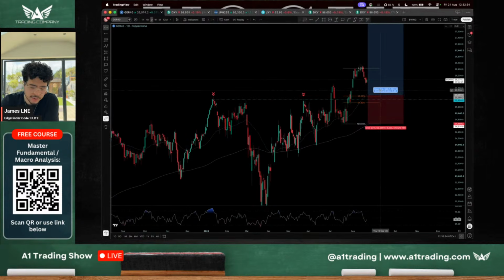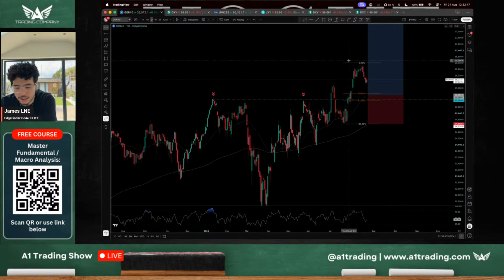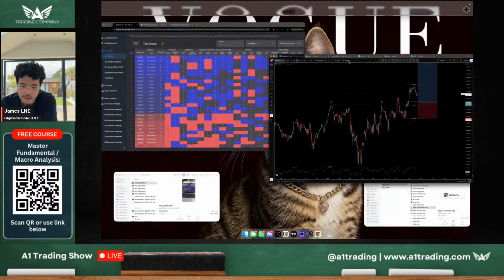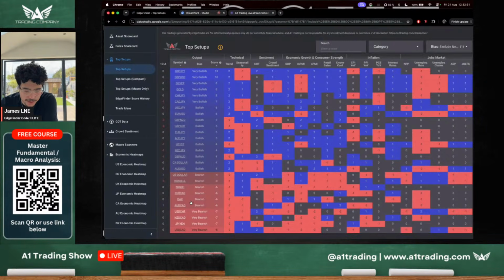Yeah, it's a bit annoying actually. I couldn't in good faith go short, even though the fundamentals are bearish. The way I trade, I need the fundamentals and the technicals to align. In this case, it's only the fundamentals. The technicals are actually telling me a completely different story. So unfortunately, I'm gonna have to scrap the DAX until we get some more price action development.